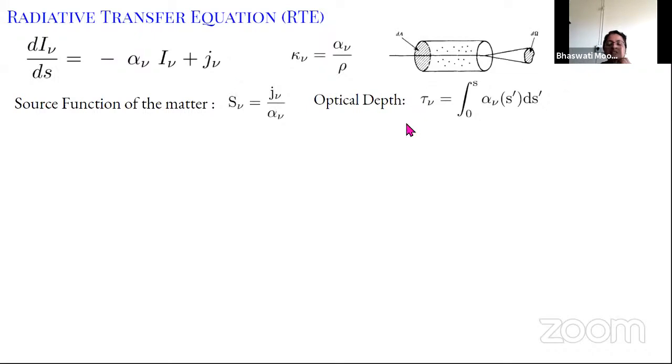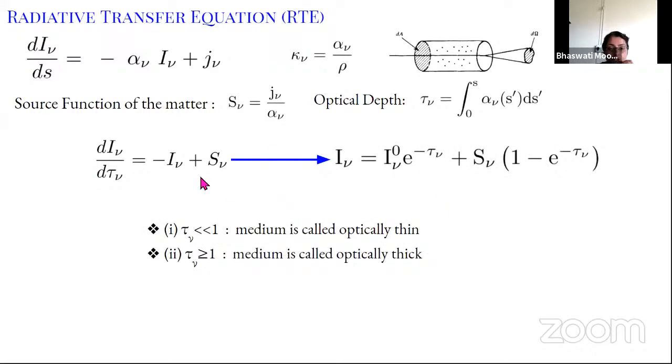So these are terminologies, and when I use these variables in the radiative transfer equation, I get a form which looks like dI nu by d tau nu equals minus I nu plus S nu. This is just simple substitution of these two parameters and these two variables. And the solution for this looks something like this. Now let us look at what it is.